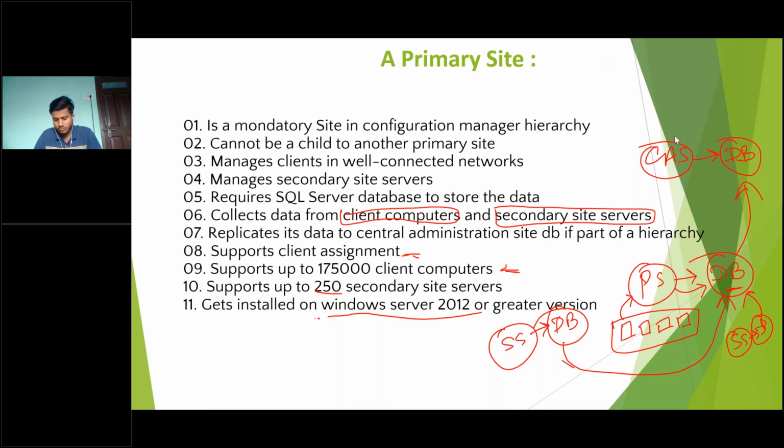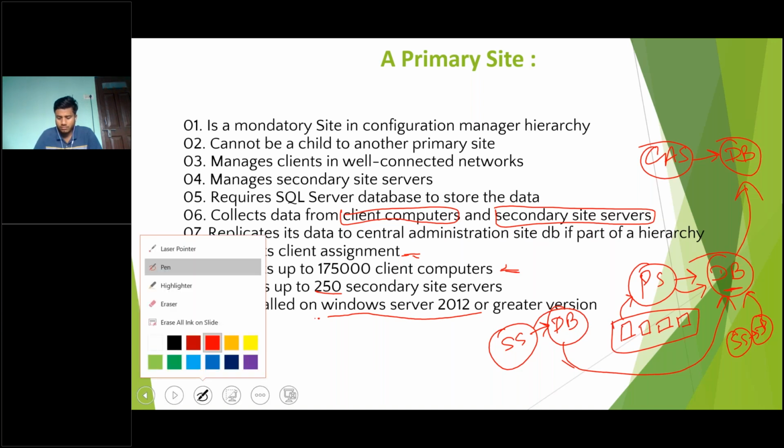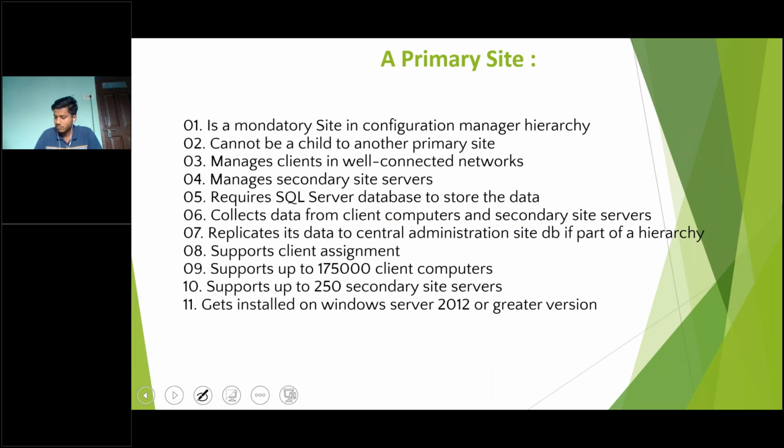Kashif, I have a small doubt on point number 3. What do you mean by well-connected network? Is it related to the LAN connection network? Generally a LAN network has good connectivity. But in case you have, let's say, a WAN connection from one location, say location 1, to another location, location 2, Mumbai and Navi Mumbai, for example.